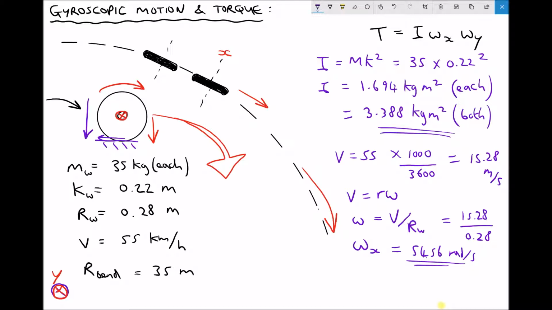Next, we can calculate our angular velocity in the y direction. Again, using the same formula of v equals r omega, except this time our velocity is 15.28, the same as previously, but our radius is the radius of the bend. What we're considering here is the tangential velocity, and the radius is the radius back to the centre of our circle. We know that the radius of the bend is 35 meters, giving us an angular velocity y equal to 0.4365.